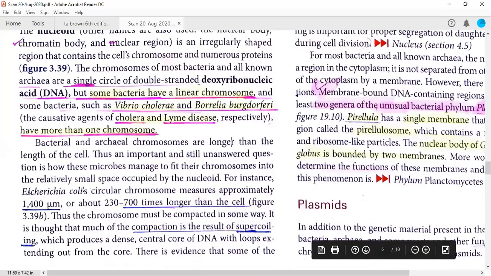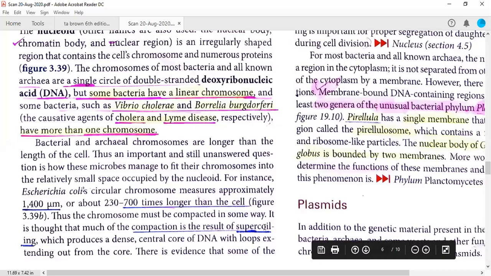It is given, for example, that the E. coli circular chromosome measures approximately 1400 micrometers, which is about 700 times longer than the bacterial cell. And this DNA should be present inside the bacterial cell. Therefore, certain proteins are required. This compaction is very similar to eukaryotes, but eukaryotes have a different group of proteins performing this function. For example, we have histones, but bacteria do not have histones.